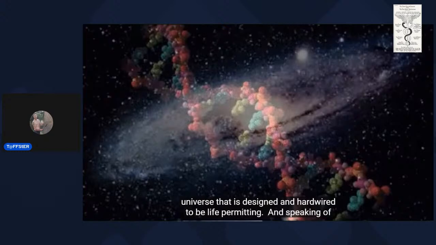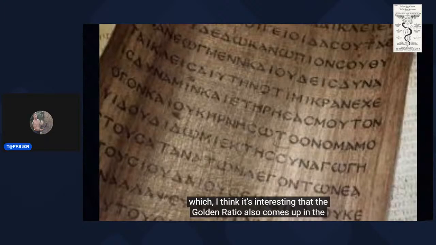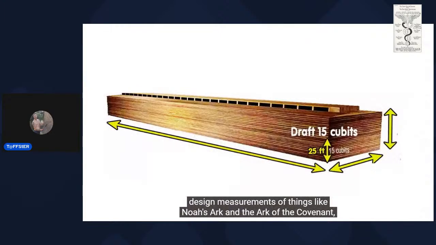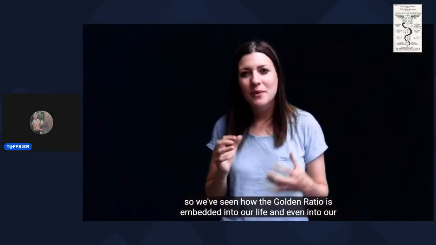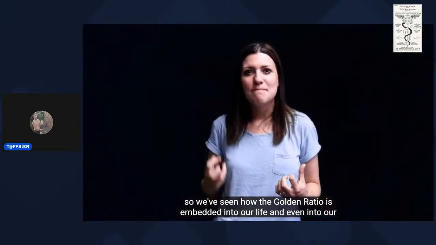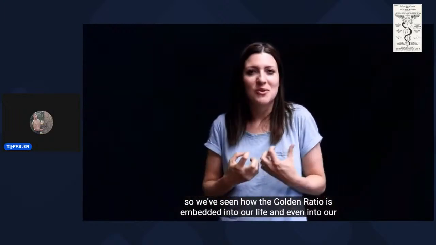be life permitting. Speaking of which, I think it's interesting that the golden ratio also comes up in the ancient biblical text. Scholars have noted that when you consider design measurements of things like Noah's Ark and the Ark of the Covenant, the golden ratio is an exact match to the measurements. Pretty interesting.